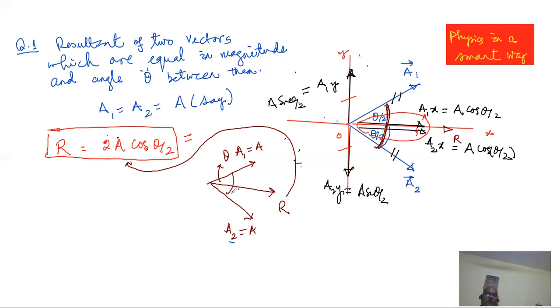So repeat it 5 times or 10 times, then the thing will be printed. Whenever you see this case, you can use that immediately without going through all those processes. Two vectors of equal magnitude and angle theta between them will have a resultant that is 2 into the value of one of them into cos of half of the angle, and the resultant will be on the angle bisector.